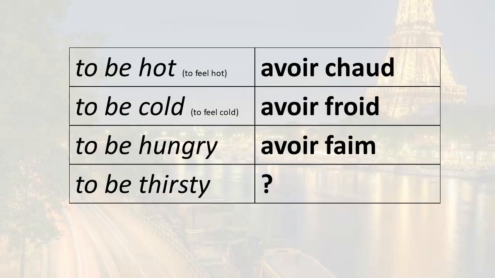In this lesson we are going to continue working with avoir expressions. In our previous lessons you learned how to say to be hot, avoir chaud, to be cold, avoir froid, to be hungry, avoir faim. In this lesson we are going to learn how to say to be thirsty.